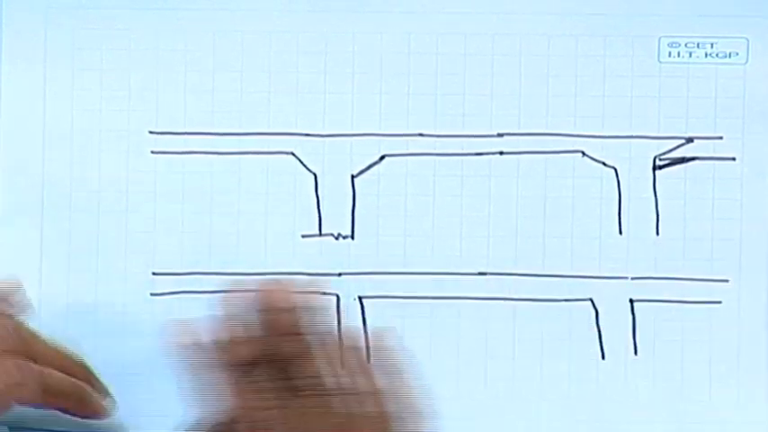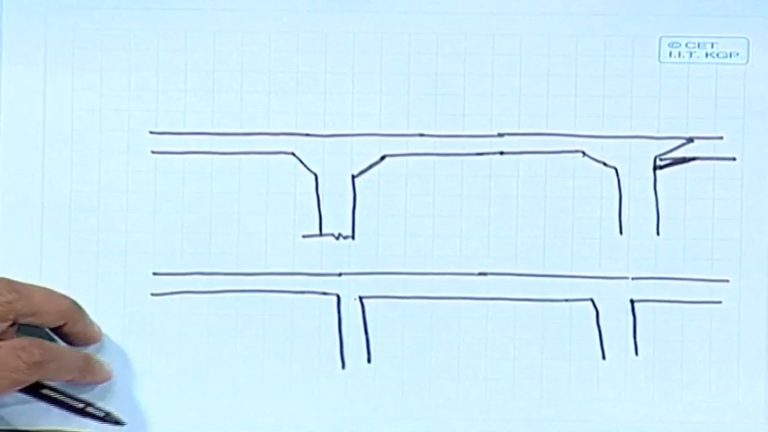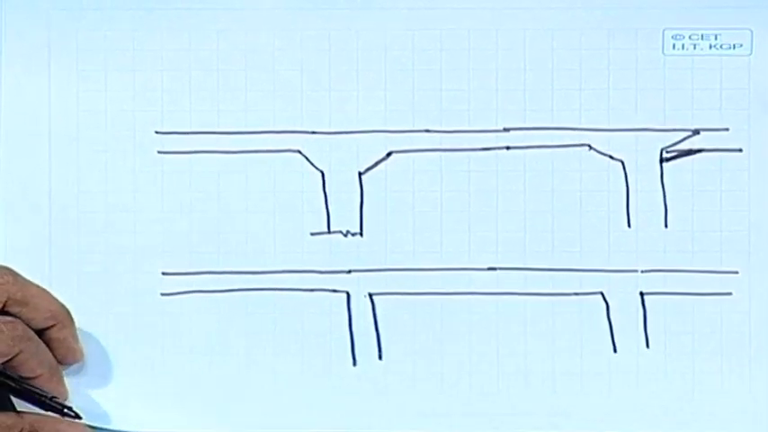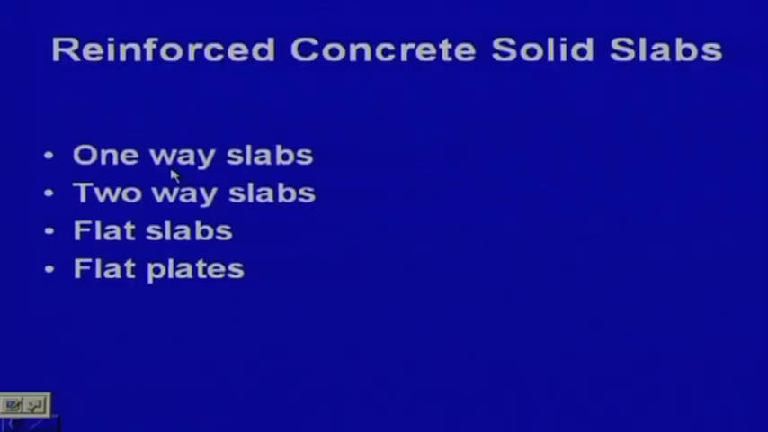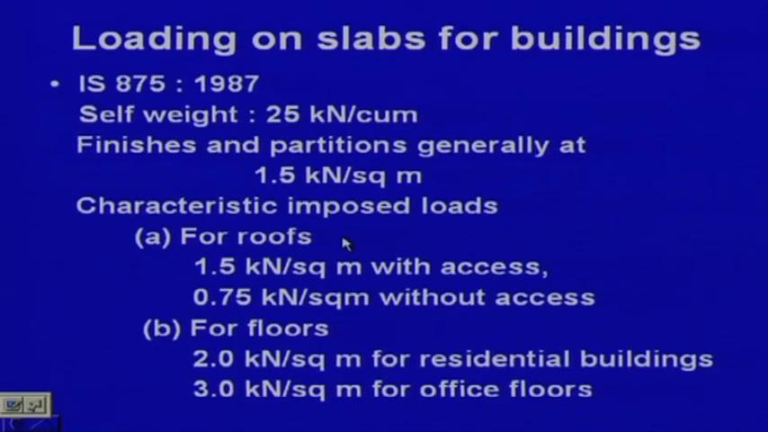So, these are the 4 different types of slab that we generally design, but in our case we shall only concentrate on one-way slabs and two-way slabs, which we mainly use. The other portion we should remember is loading on slabs for buildings.